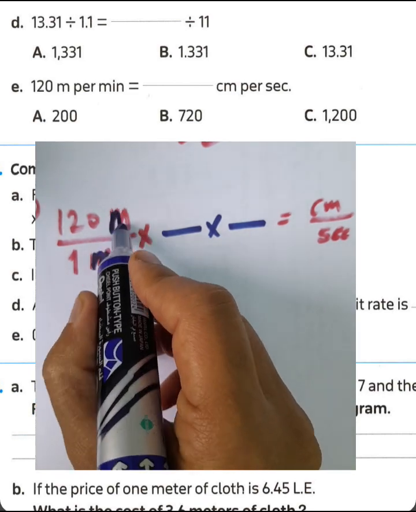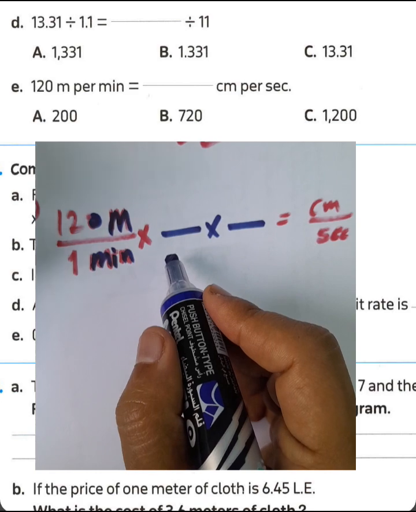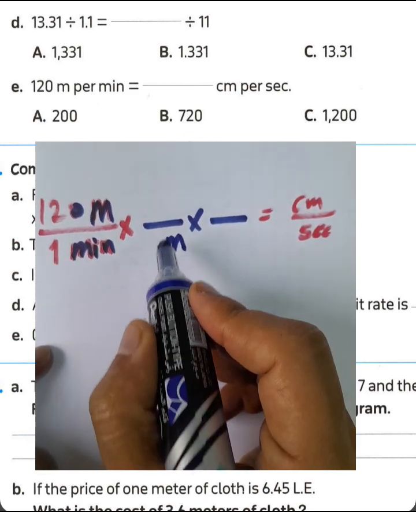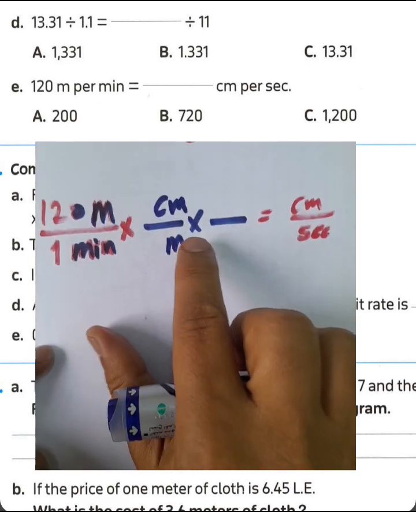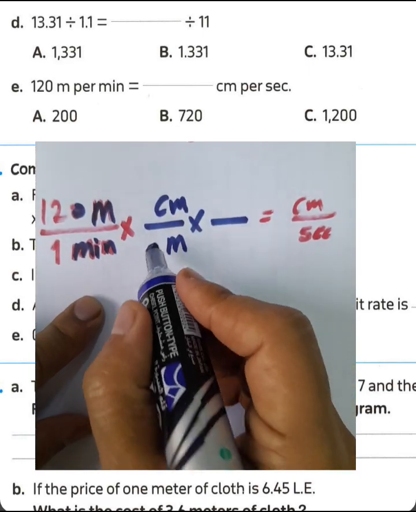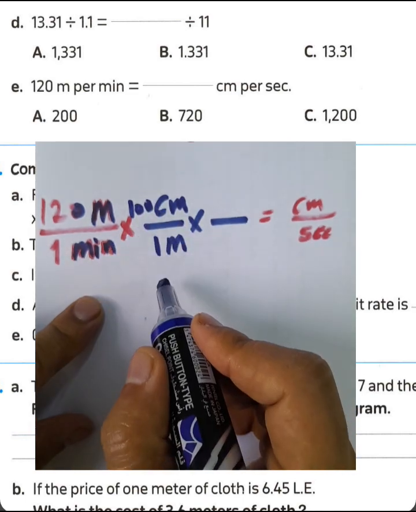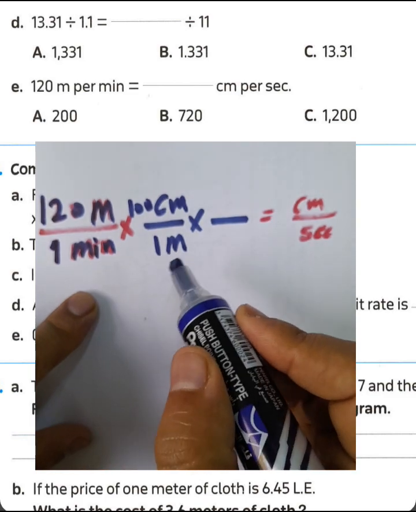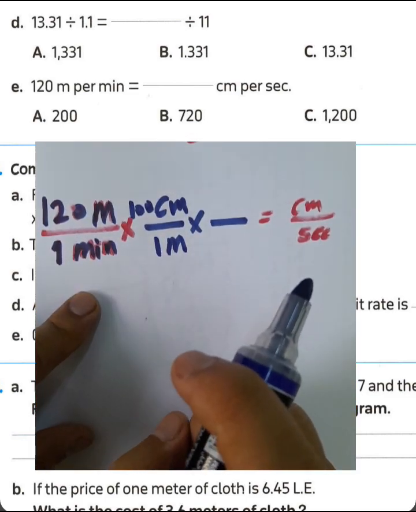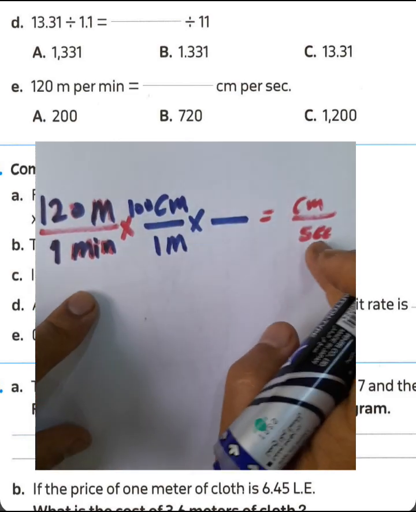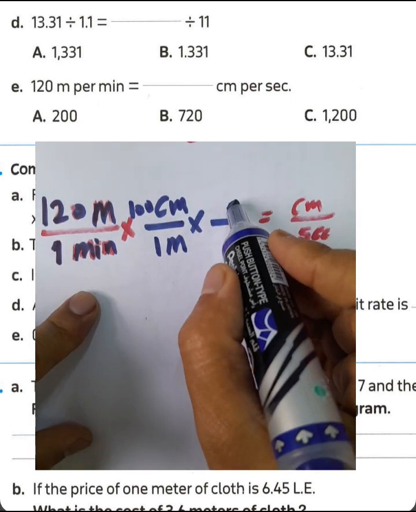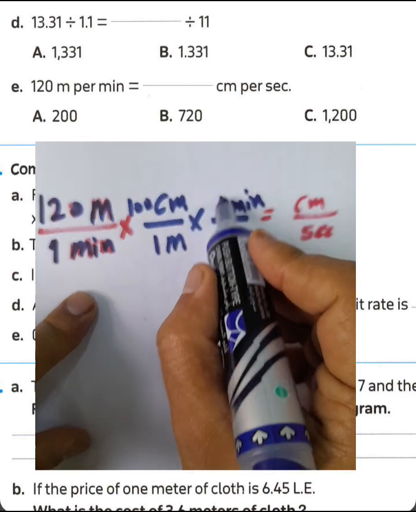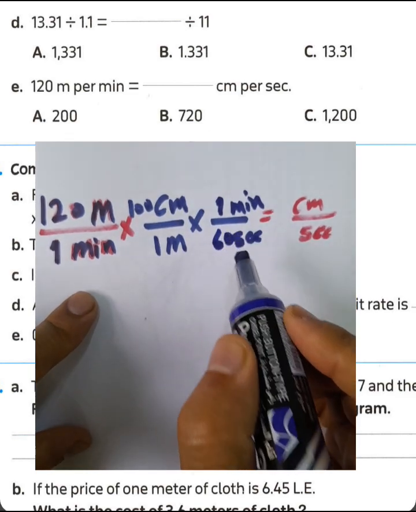First, we know 1 meter equals 100 centimeters. Then we can cancel meter: write meter down and centimeter up to cancel meter by meter. We know 1 meter equals 100 centimeters. And then we have meter and minute. You must cancel minute and convert to second. Write minute up and write second down, and we know 1 minute equals 60 seconds.